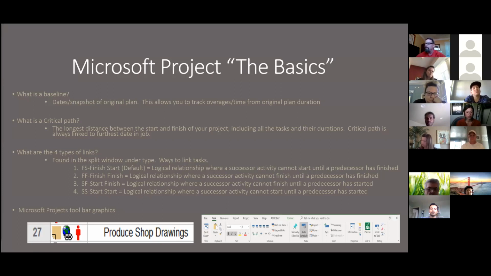There is a finish to finish type of link, a logic relationship where a successor activity cannot finish until a predecessor has finished. There is a start to finish, which is a logic relationship where a successor activity cannot finish until a predecessor has started. There's also a start to start, which is a logic relationship where a successor activity cannot start until a predecessor has also started.